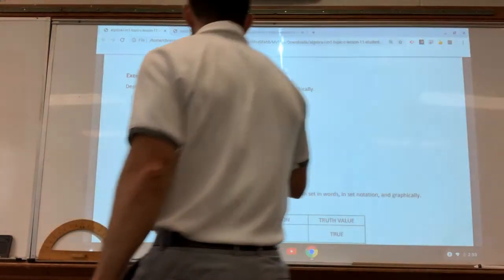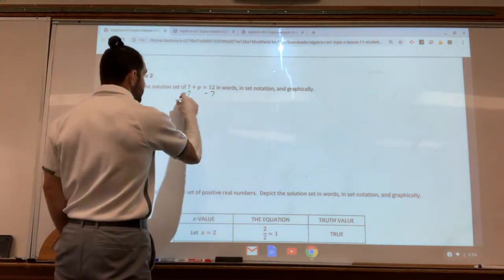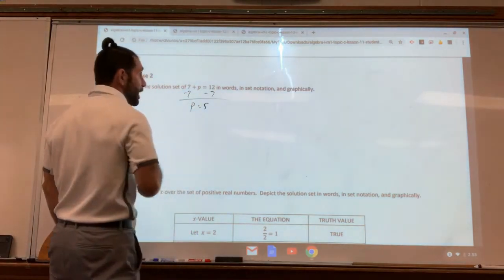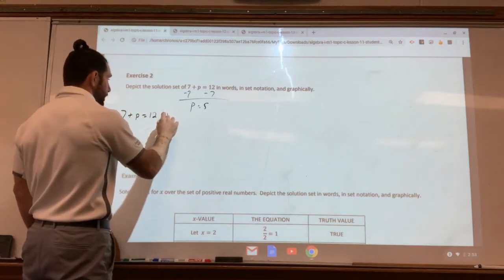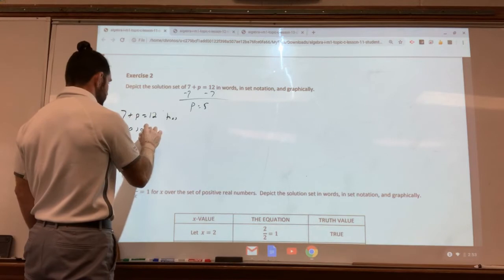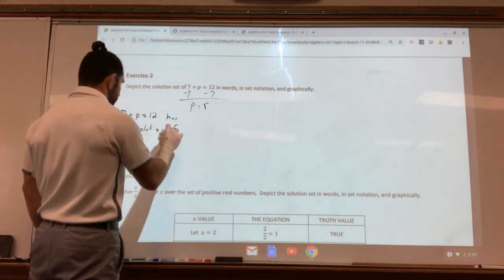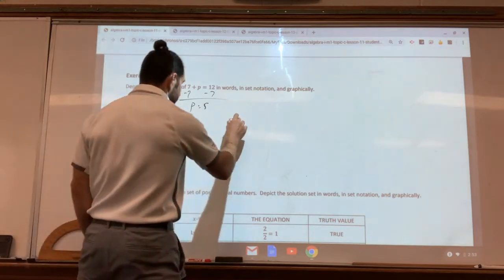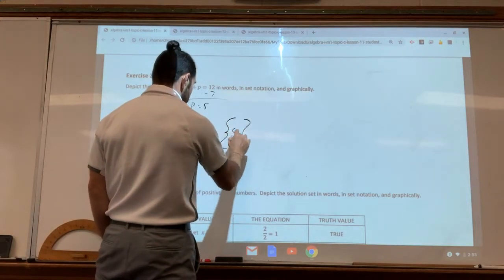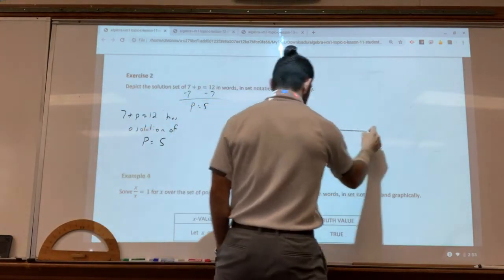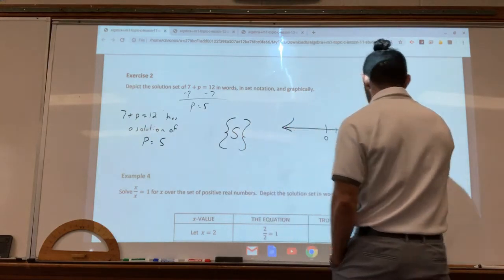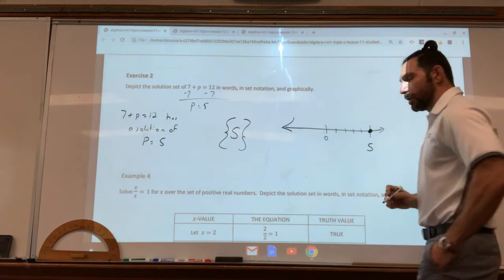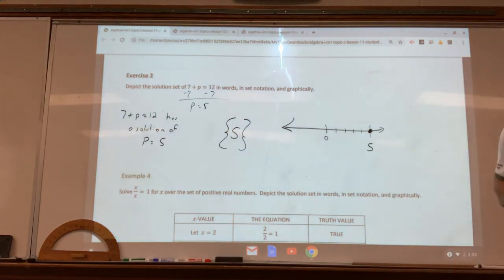Okay, so subtract 7, p equals 5. So I would say in words, 7 plus p equals 12 has a solution of p equaling 5. 0, 1, 2, 3, 4, 5. And I would put a closed circle on 5. Plain and simple.